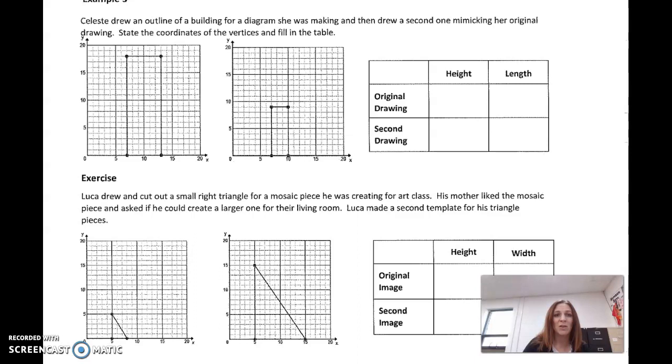It says Celeste drew the outline of a building for a diagram she was making and then drew a second one mimicking her original drawing. State the coordinates of the vertices and fill in the table. So we're going to say this one right here is our original. And this one right here is the second one. Try to spell second right. Okay, so stay in the coordinates.